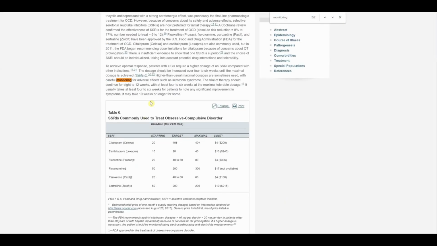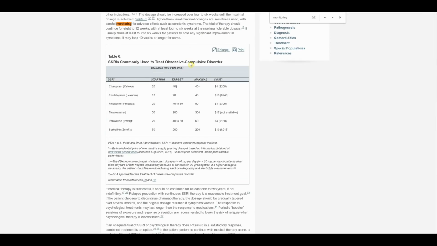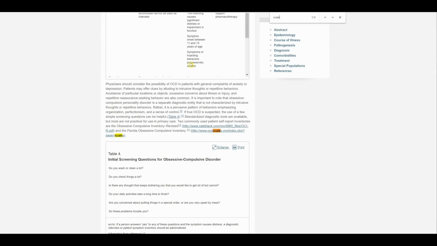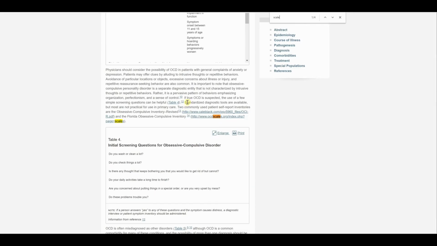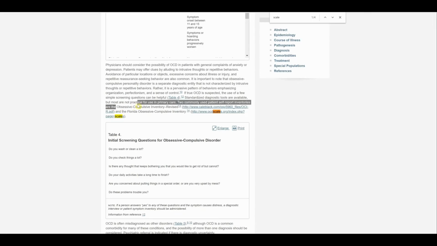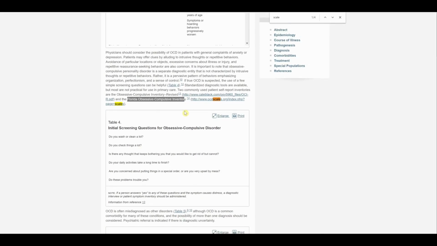You can see higher than usual doses sometimes used, so careful monitoring for adverse effects such as serotonin syndrome, so that should be part of your monitoring plan. But what about the actual disease state itself? What you can see here, you can have standardized diagnostic tools, or you can use two commonly used patient self-report inventories for OCD. And they even link to them here. There's the so-called Obsessive Compulsive Inventory Revised, or the Florida Obsessive Compulsive Inventory. So that can probably be part of your actual monitoring plan.